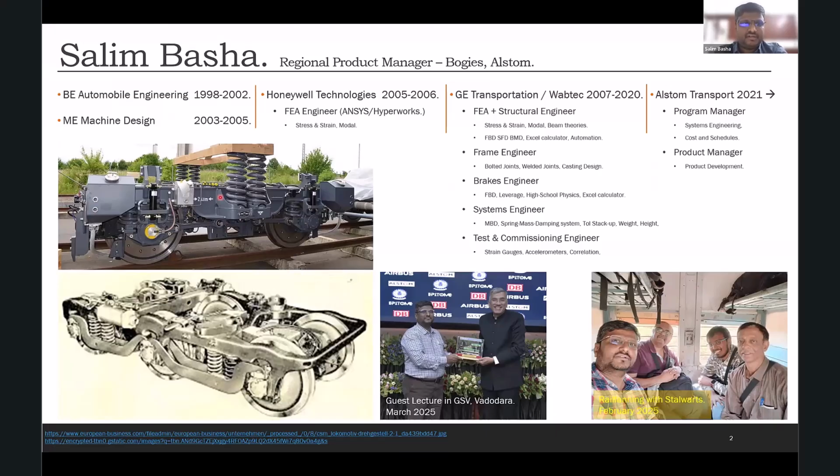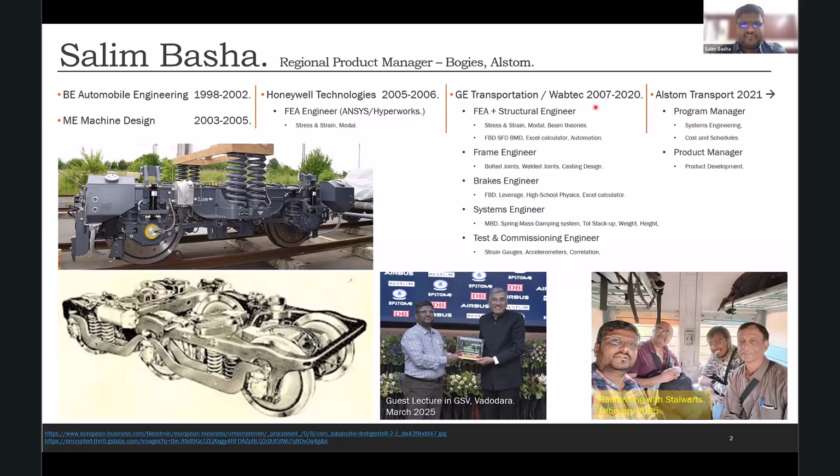So I did my BE in automobile engineering in 2002, did my master's in machine design in 2005 from Bangalore University. There was a short stint in Honeywell, and then I moved on to the railway domain because I come from a railway background, and I wanted to be in this domain. And luckily, in the beginning of my career itself, I got an opportunity to get started with GE Transportation, which is now a Wabtec company. That is where you can see I have spent about 13 years of my life.